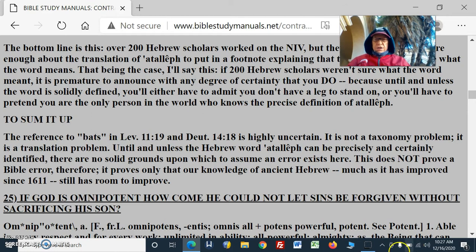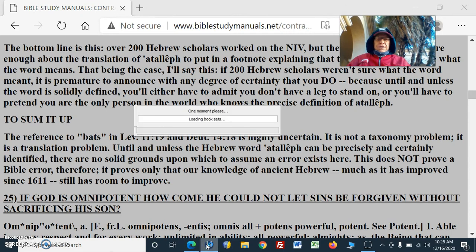You know what? Let's take a look at whether I have any modernized information. Leviticus 11:19. Let's see what it says. I've got 7 translations to look at.